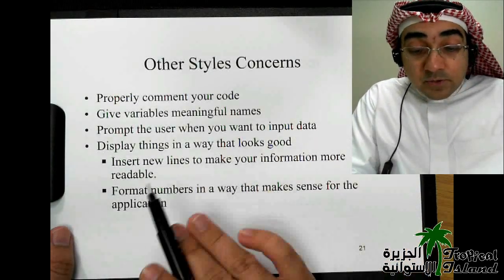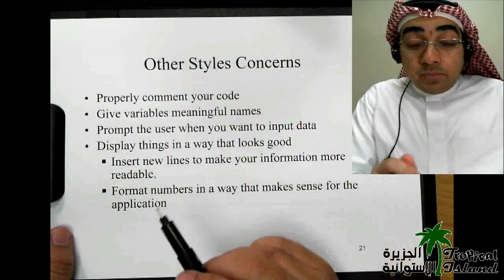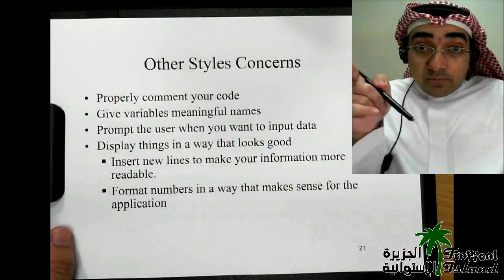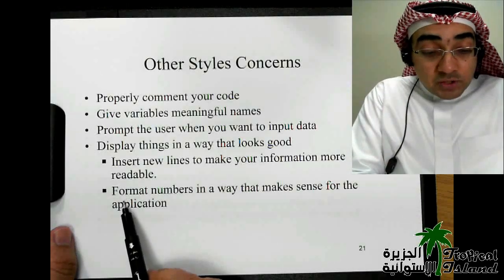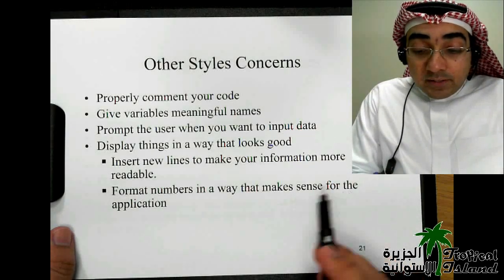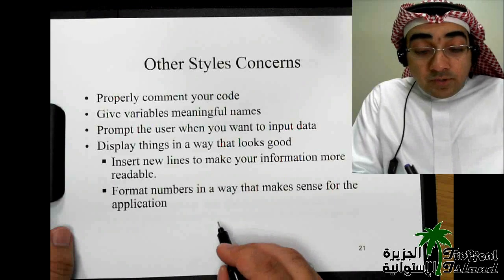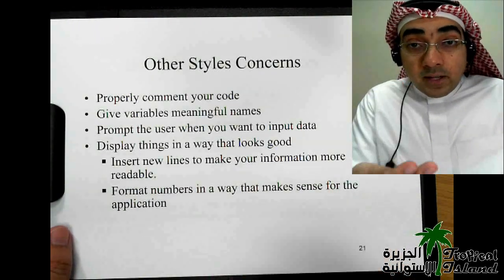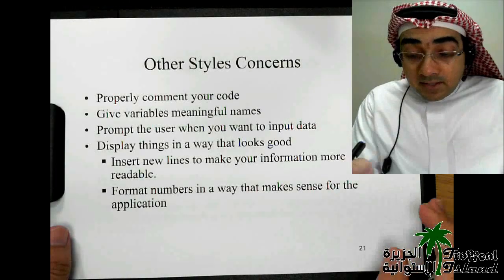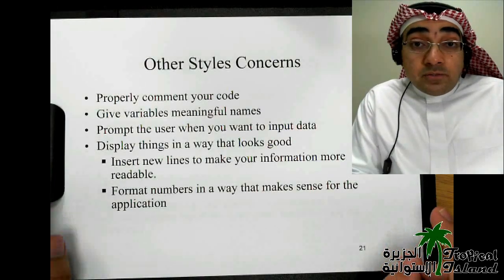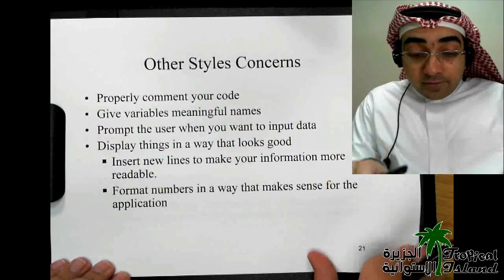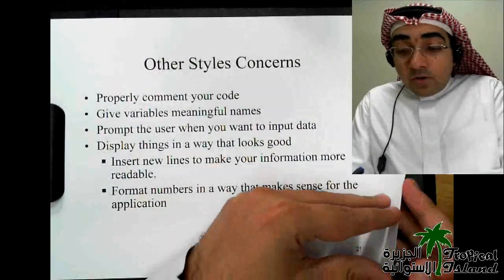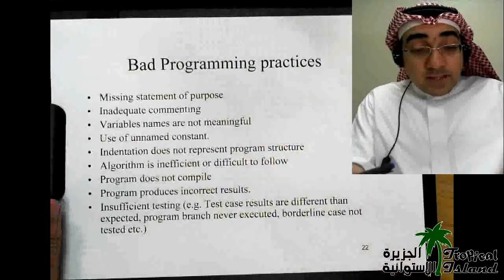Display things in a way that looks good. Use tables, formatting, spaces, tabs. Insert new lines to make your information more readable, so insert the new line character, the slash n, in printf. Format numbers in a way that makes sense for the application. If you're using a bank application, don't go more than 2 decimal points in displaying your bank account. If you display 10 decimal points, the decimal points at the end are of no significance. I only have 2 decimal points to display, so display it in a way that makes sense.